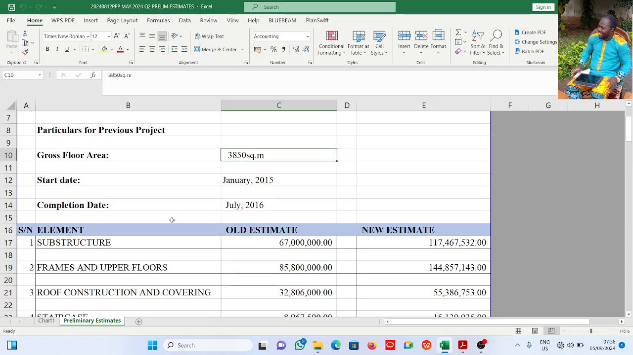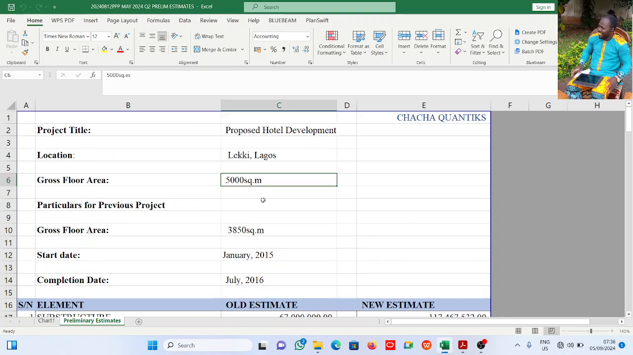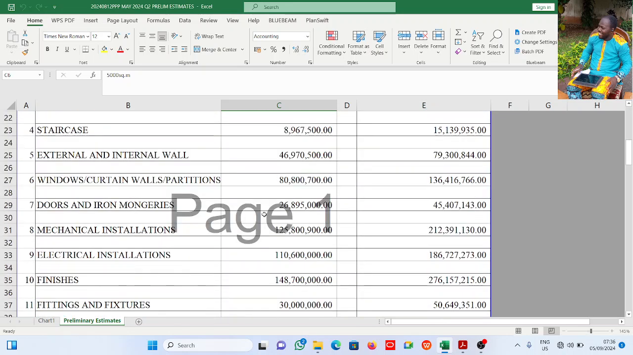This gross floor area houses 32,806,000 of roof construction and covering. What would 500 square meters cover? What would it house? What would it give us? Before we start talking about CBN inflation or the 5% differential or 10% additional for finishings. I hope we get it.